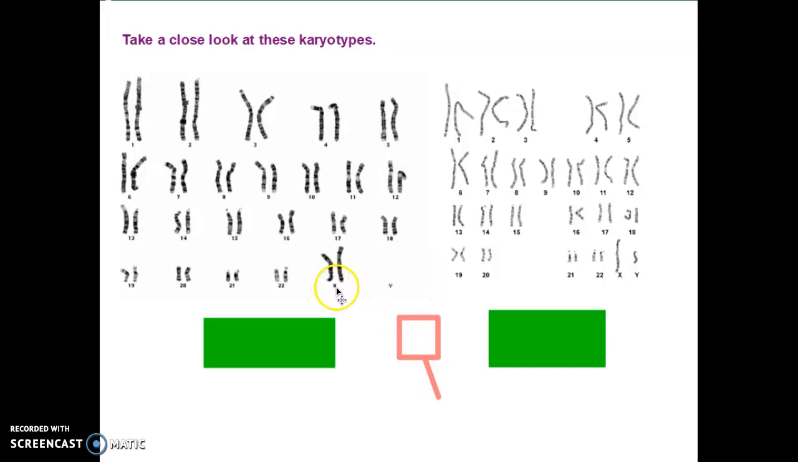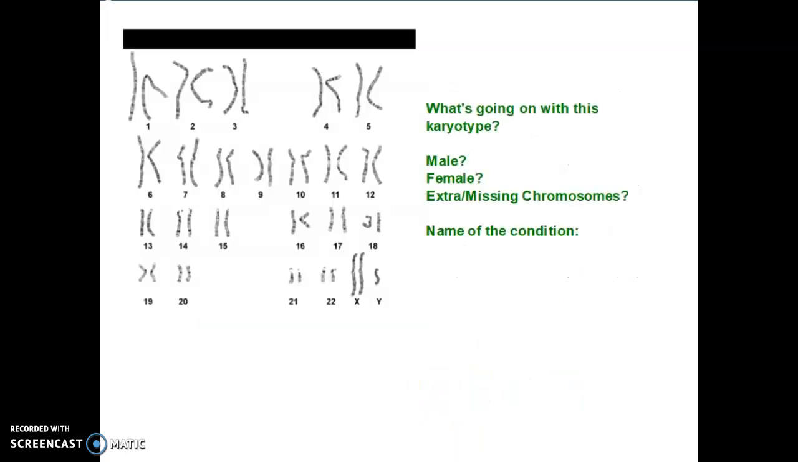So see how here we have 2 X's and no Y's. So remember, if there is not a Y, it has to be a female. So this one is a normal female, XX. All right, this one over here, we have 1 X and 1 Y, so everything else looks good. So this would be considered a normal male, XY. Okay? All right, now let's take a look when some things go wrong.